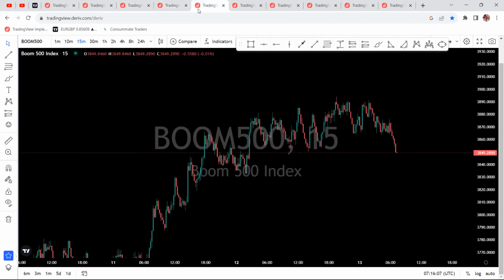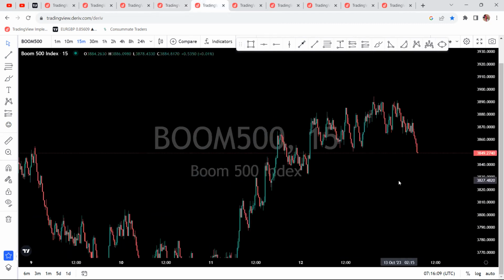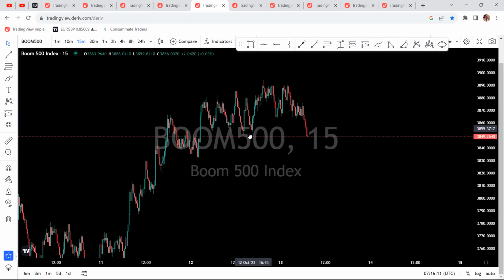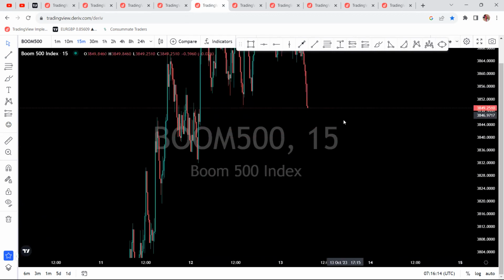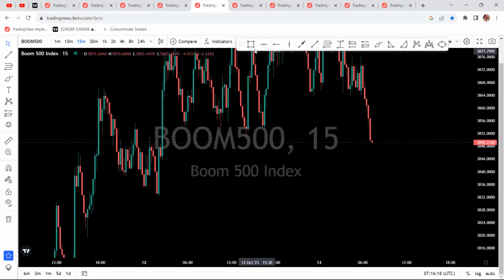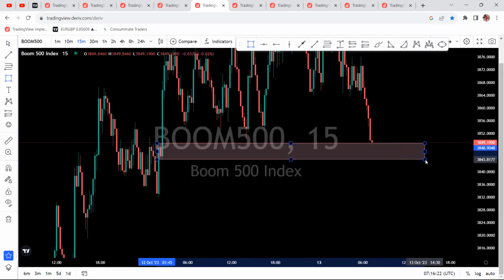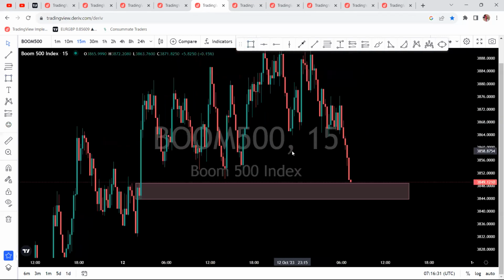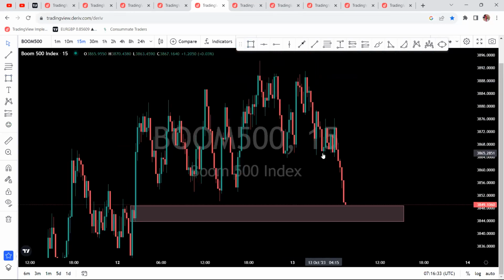All right, let's look at Boom 500. Boom 500 is clearing this zone, so we can expect a spike at any of this level. This is a zone, okay? It's trying to enter this zone at this moment. So at this zone, we might expect a spike because it's riding with three waves: one, corrective structure, two, I mean, 1, 2, 3. So it's riding with three waves.